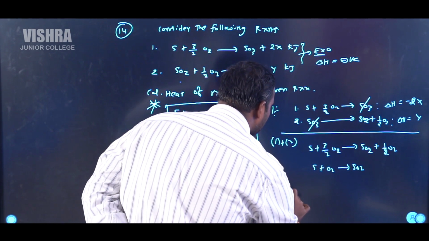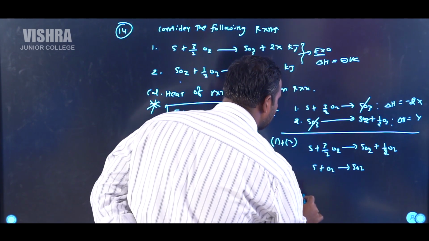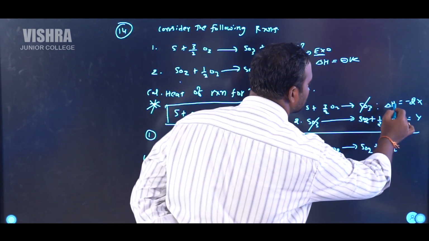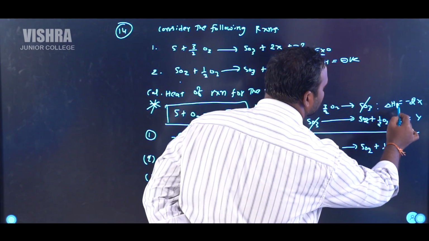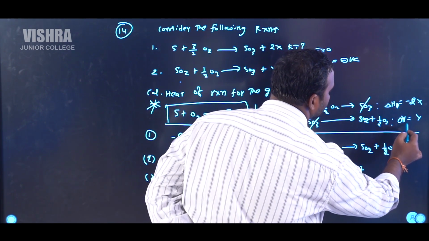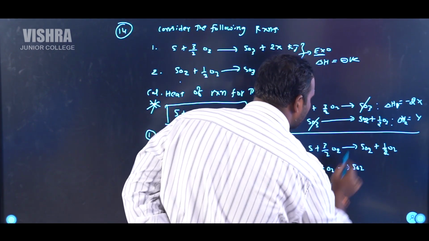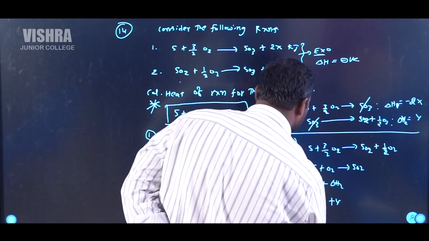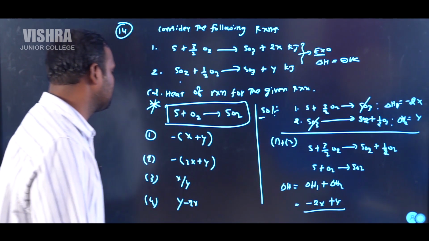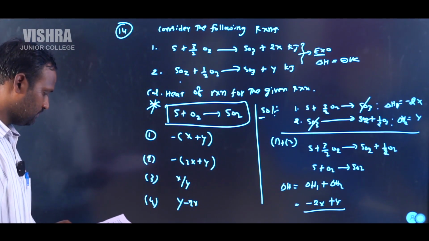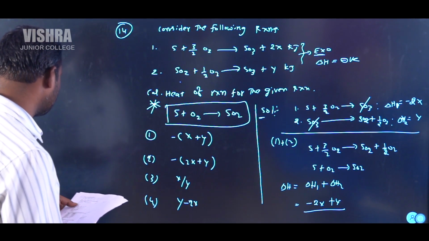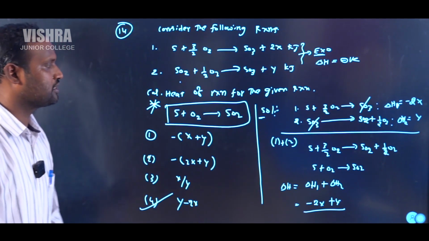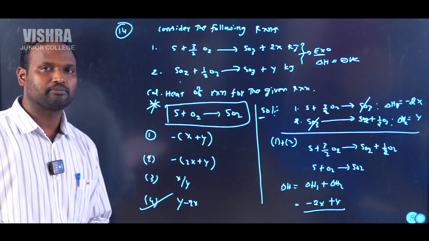So add these two equations. Therefore delta H of the net reaction is equal to delta H1 plus delta H2. Just assume it is delta H1 and delta H2. So that is equal to delta H1 value which is minus 2x, plus y. So this is the correct answer in this case. Here the correct option is y minus 2x. It is from thermochemistry.